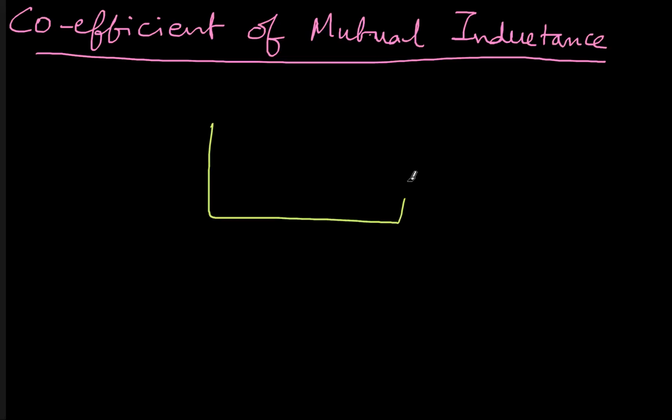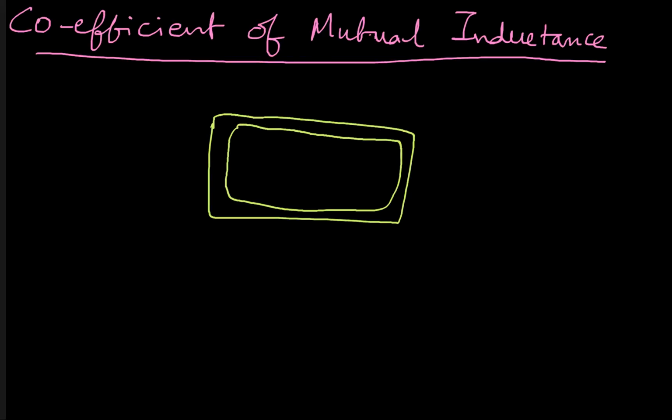Let's say I have one common core. On this core, there are two windings. So this is the first coil, and there is another coil. So this is coil 1 and this is coil 2. Now I want to define something called mutual inductance or M.